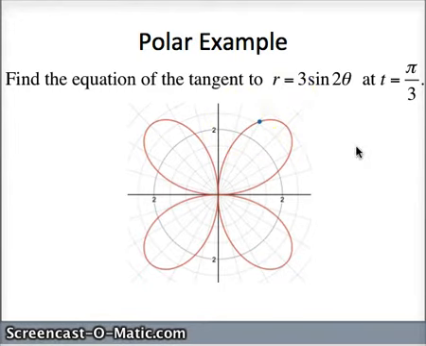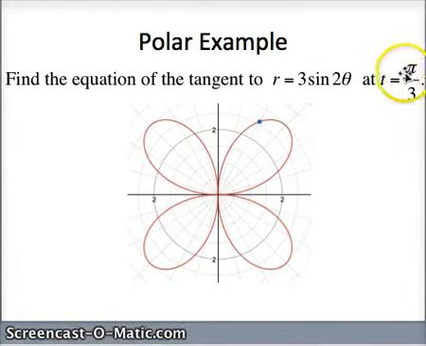Well, as long as we have the slope, let's find the equation of the tangent line. But to find the equation, you need to have the point x and y together with the slope. We have the slope. Now, this point that I have here is in polar coordinates. That's at t equals pi/3. 2 times pi/3 is 2 pi/3. The sine of that is √3/2 times 3. I have r is 3√3/2 when we are at pi/3.